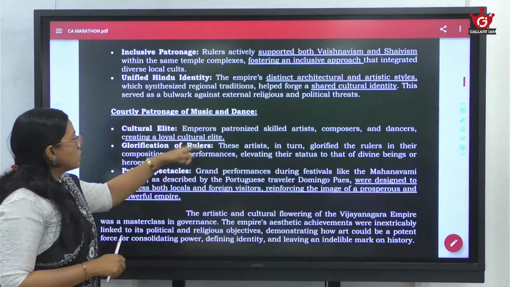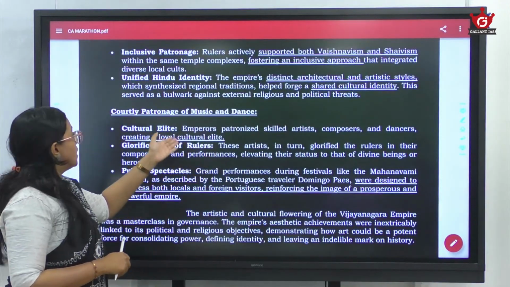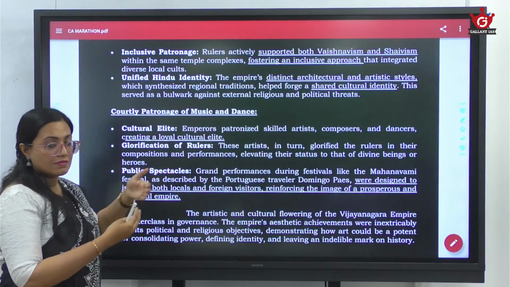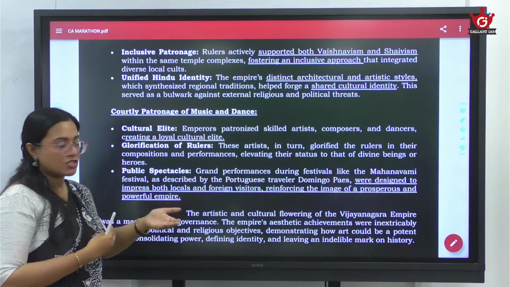Then, how did music and dance lead to this cultural consolidation of the Vijayanagara Empire?